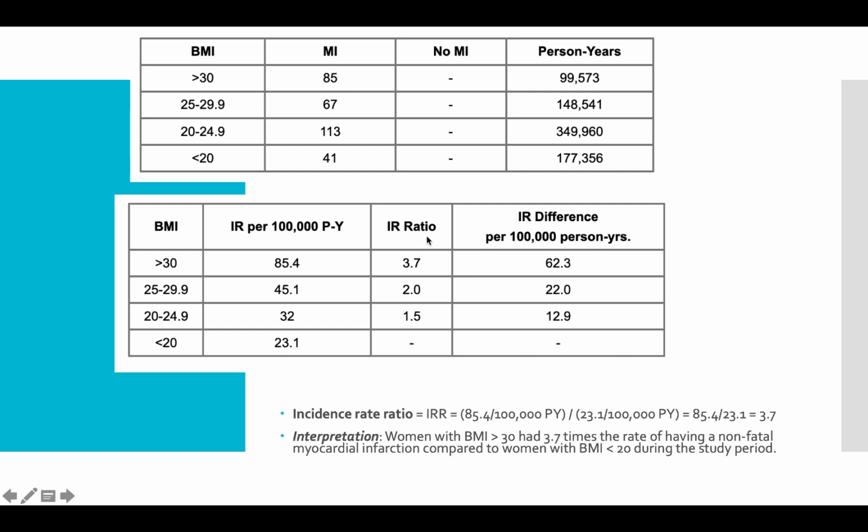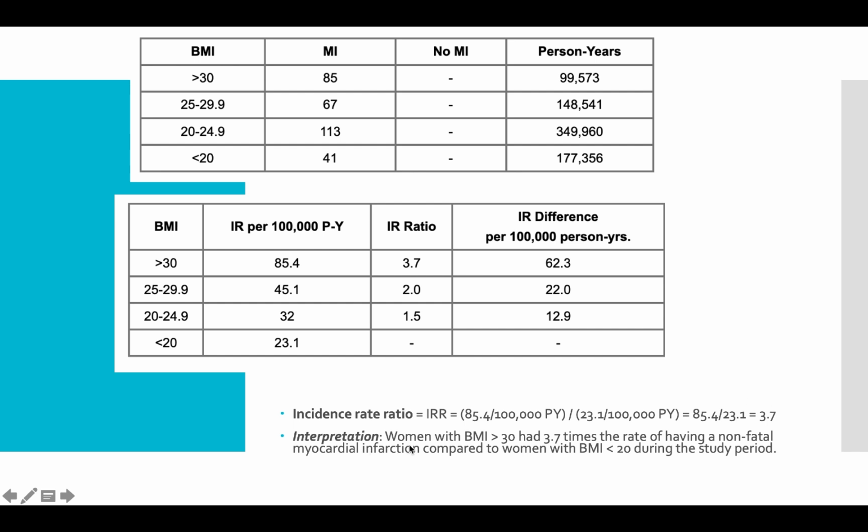The incidence rate ratio compares the incidence rate of the patients here against the reference. The reference here is people with BMI below 20. So we compare to this one, and then you have this incidence rate ratio. You have to choose which one is your reference, usually the normal one. So below 20 is this one, 3.7.